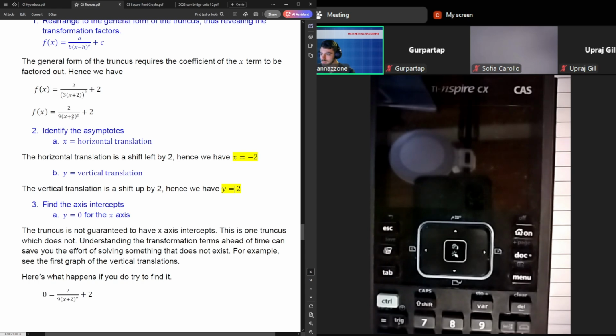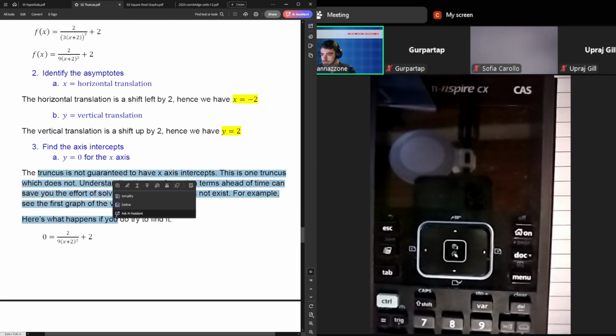Asymptotes, as always, look at your translation terms. This x plus 2 means you're shifting left by 2. So you've now got a vertical asymptote at x equals negative 2. The plus 2 at the front is a vertical translation, which means your horizontal asymptote is going to be y equals 2.